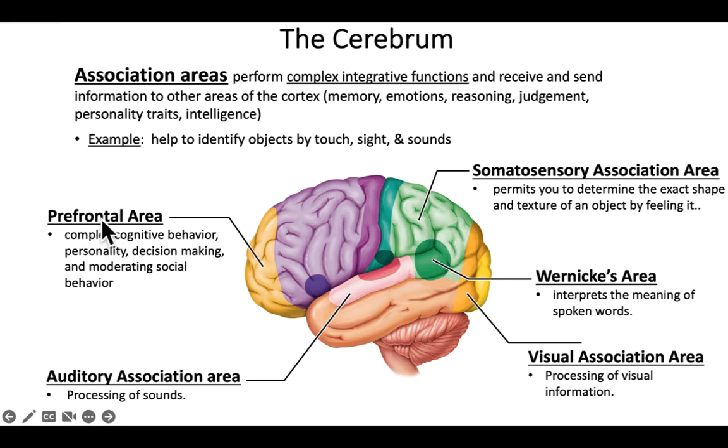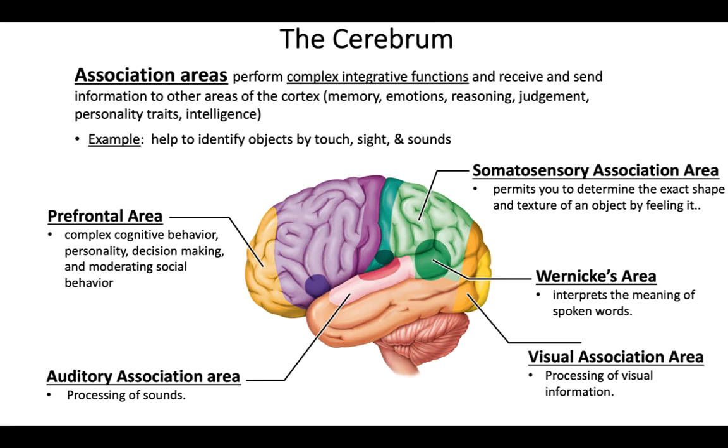Then we've got the prefrontal area. So that's this area all the way in the front of the frontal lobe. This area here is really high level. So complex cognitive behavior, personality is a big one. This prefrontal area makes you, as far as your personality, decision making, social behavior. And what's interesting they found is this area of the brain doesn't fully develop till about you're 25. So this is probably why we don't do very smart things when we're teenagers.